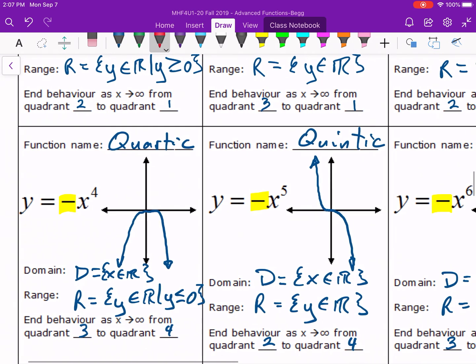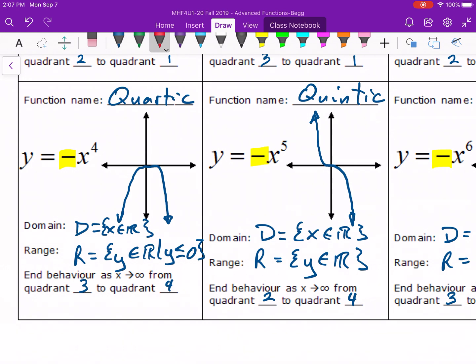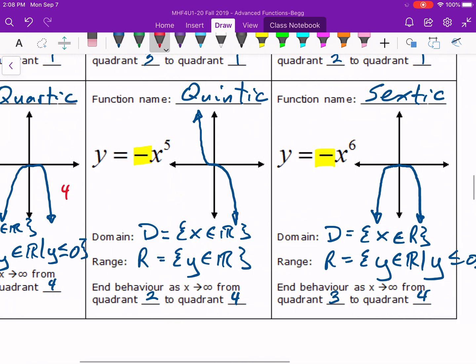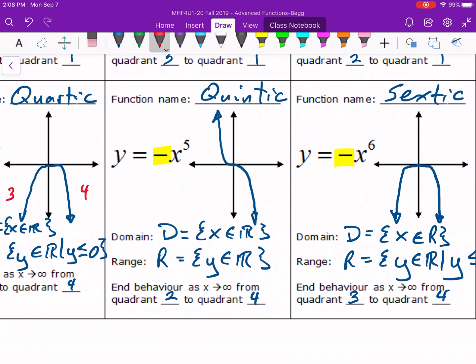Here we have the exact same things except reflected in the x-axis. So all those three I just looked at, all we've done is add a negative sign in front of each one of them. So the domain will stay the same for each of them. The range for the quartic now becomes less than or equal to 0. And the end behavior now goes from 3 to 4, just like the end behavior for a reflected quadratic. For quintic, it's again just like a reflected cubic or reflected linear, same domain, same range, end behavior switches to 2 to 4. For sextic, that's going to be working the exact same way as quartic or quadratic.